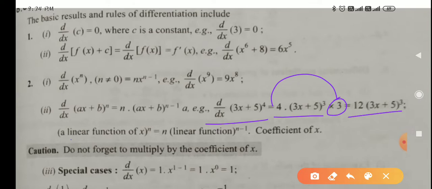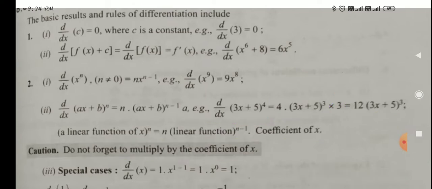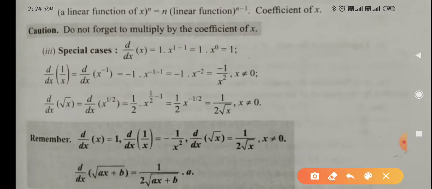So a linear function of x to the power n equals n into the linear function to the power n minus 1, and the coefficient of x they are giving. Don't forget to multiply by the coefficient of x. Special case they are taking, d upon dx of x is 1. You have to learn this, I told you that time also, because for x to the power 1 you can apply this formula, d upon dx of x to the power n equals n x to the power n minus 1. Here power is 1. So when power is 1, then 1 into x to the power 1 minus 1, x to the power 0, is 1.